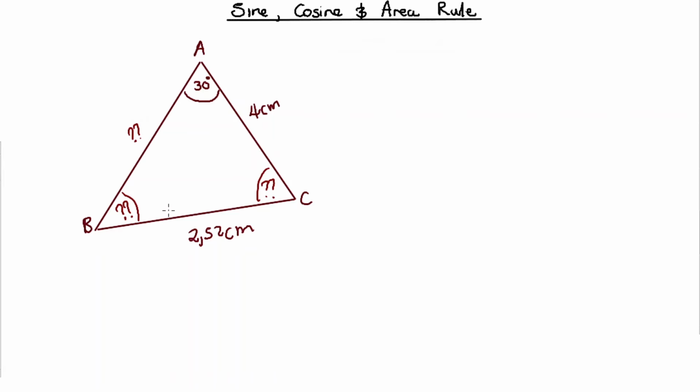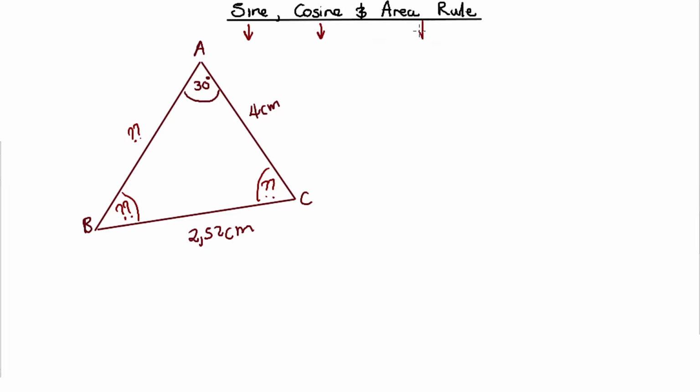It's not a right angle triangle. That is when the sine, cosine, and the area rule come into the picture. So the sine rule can be used for finding an angle or an unknown side. Same applies with the cosine rule. It can be used to find an unknown side or an unknown angle.